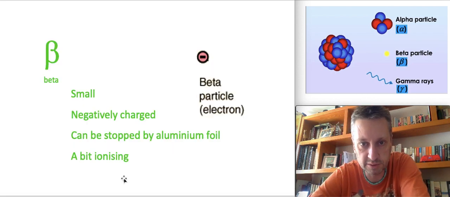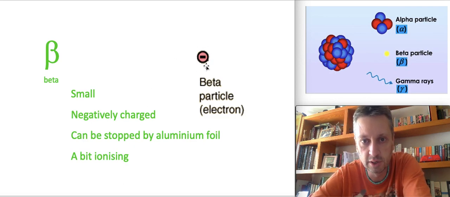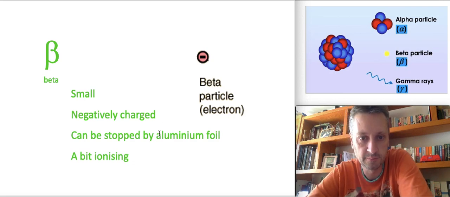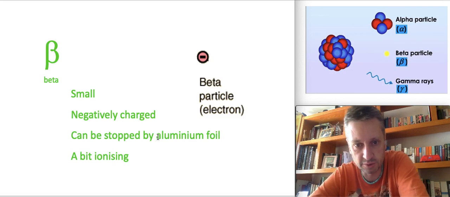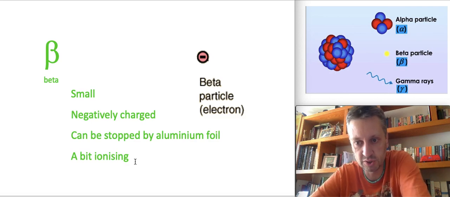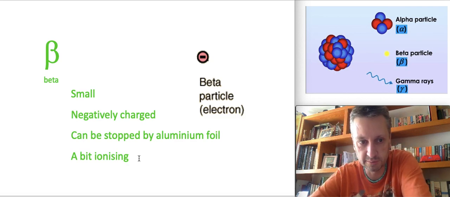Next is the beta particle. We've already said a beta particle is an electron that comes from a nucleus. Because it's an electron, it's therefore negatively charged. It's got a 1 minus charge. It's got more energy than alpha particles, so therefore it can pass through a piece of paper or something like that. But it can be stopped by a very thin piece of metal, for example, a piece of aluminium foil. Not as ionizing as alpha particles because they're so small and less likely to come into contact or bump into other atoms or other particles, but they're slightly ionizing.